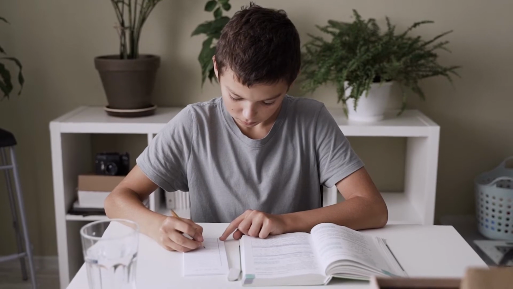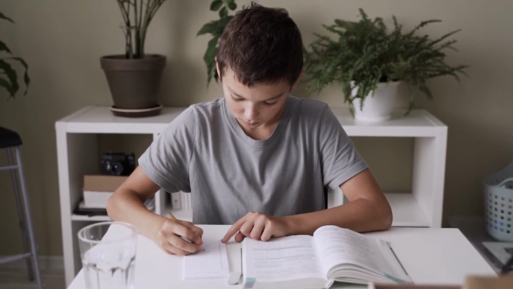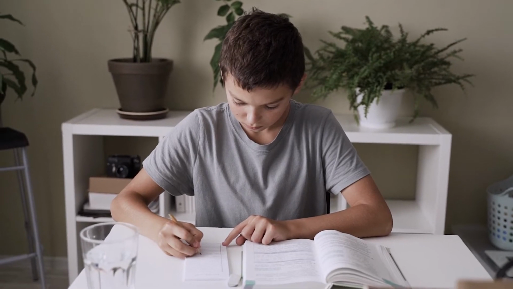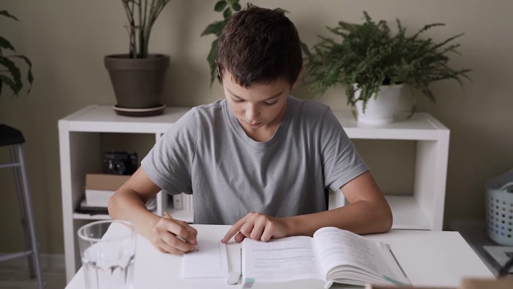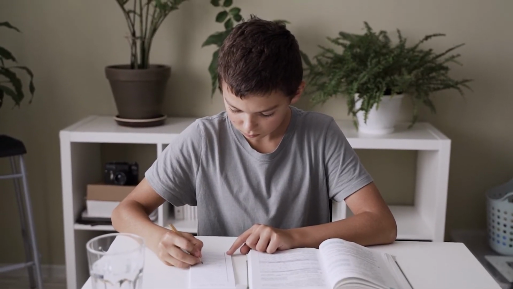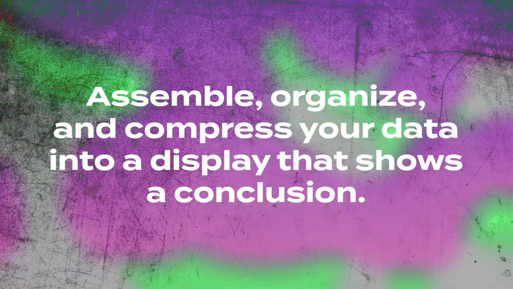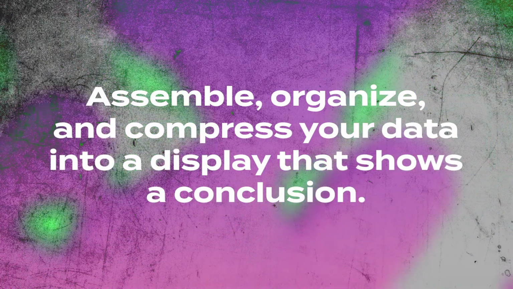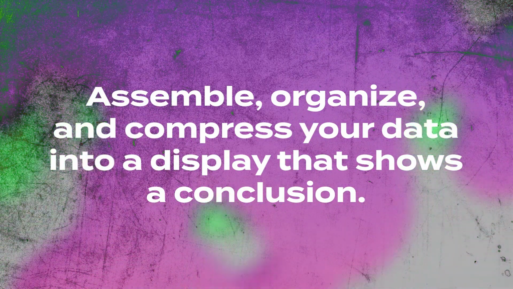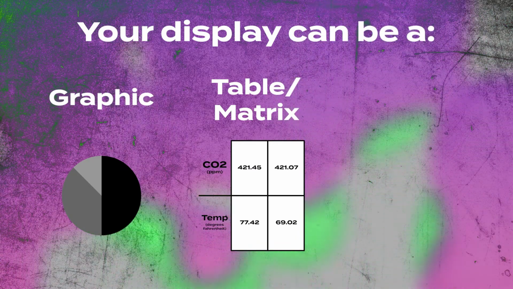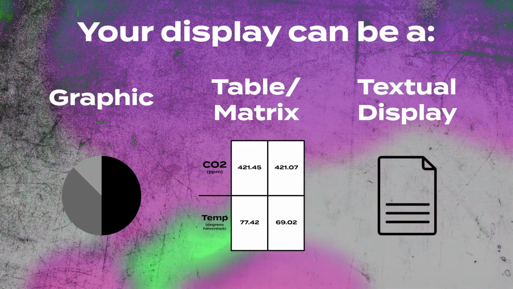Once your themes have been identified, it is useful to group the data into thematic groups so that you can analyze the meaning of the themes and connect them back to the research questions. Finally, you will assemble, organize, and compress the data into a display that facilitates conclusion drawing. The display can be a graphic, a table or matrix, or a textual display.